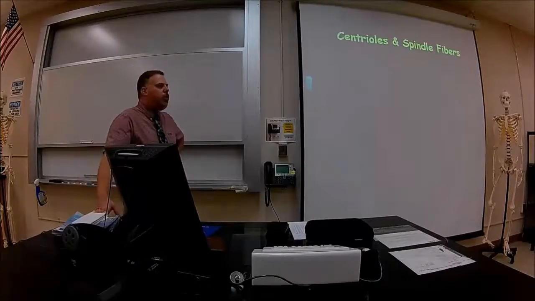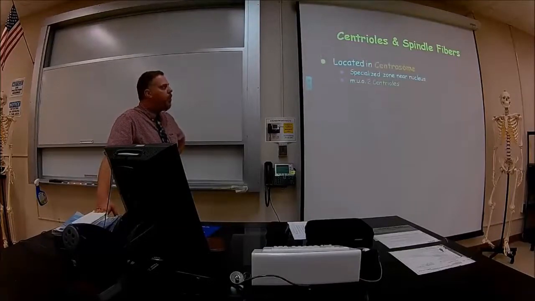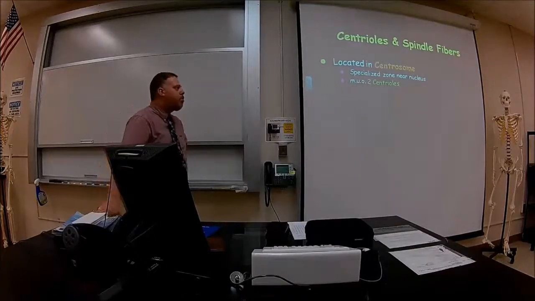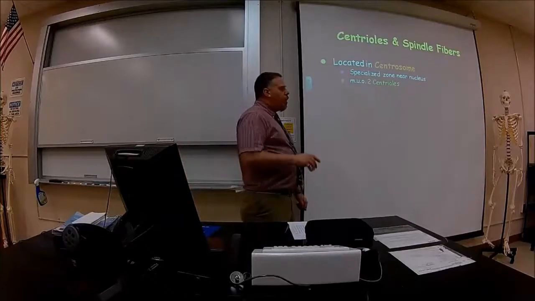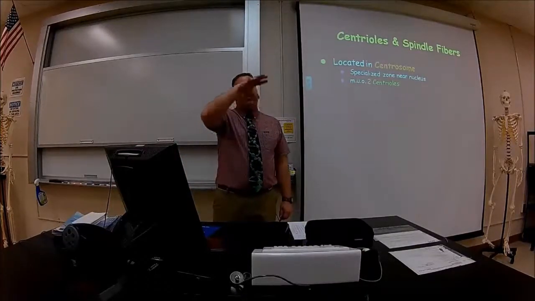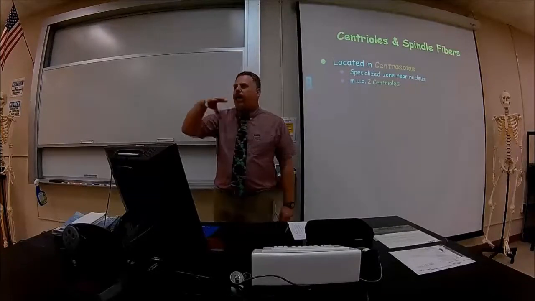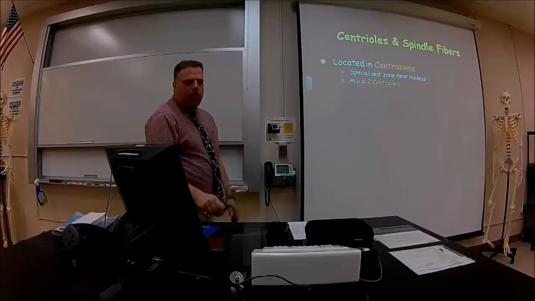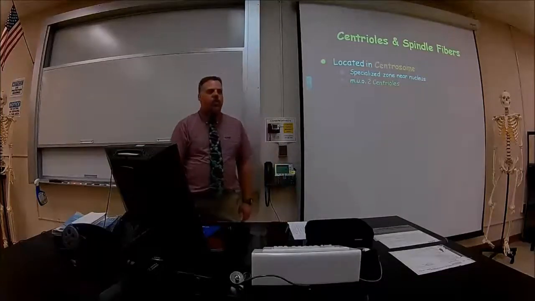Now we also have things called centrioles and spindle fibers. Okay? These are located in something we call the centrosome, and I'm going to show you a picture of this so it'll make sense to you. It's a specialized area that's on one part on the outside of the nucleus, but it's just lying on the outside of that nucleus. And it's made up of two what we call centrioles.